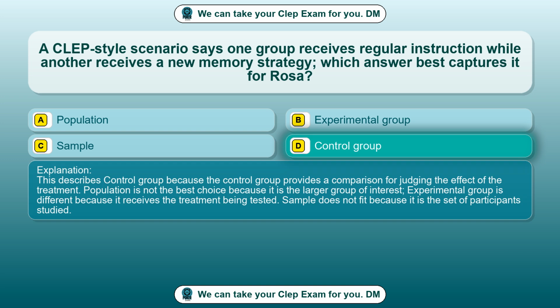This describes control group because the control group provides a comparison for judging the effect of the treatment. Population is not the best choice because it is the larger group of interest. Experimental group is different because it receives the treatment being tested. Sample does not fit because it is the set of participants studied.